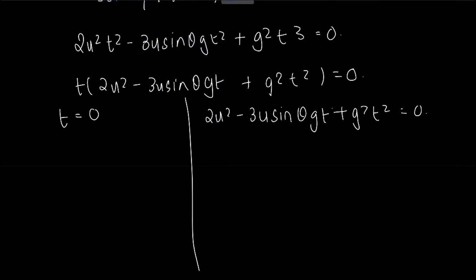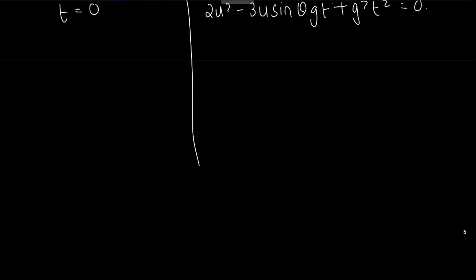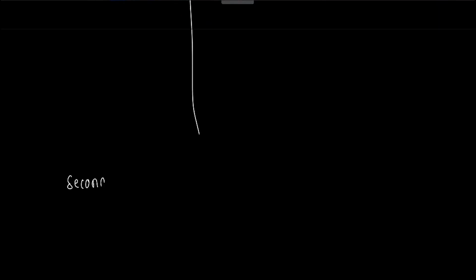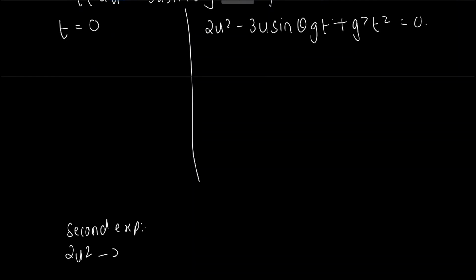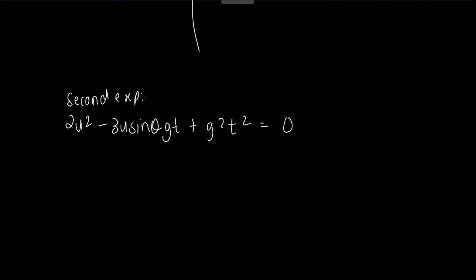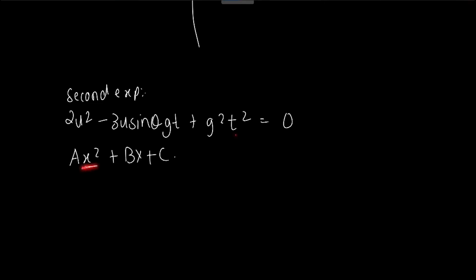Now is when the most beautiful part comes in. Now we have a quadratic equation for the second expression: 2u squared minus 3u sine theta g t plus g squared t squared equals 0. And this is a quadratic in t. So when we compare it with ax squared plus bx plus c, we see that x squared is t squared and x is simply t. And the constant here is 2u squared.